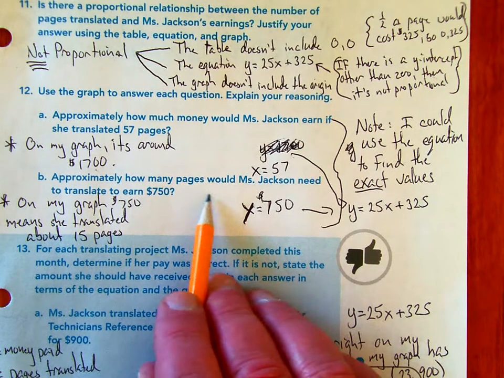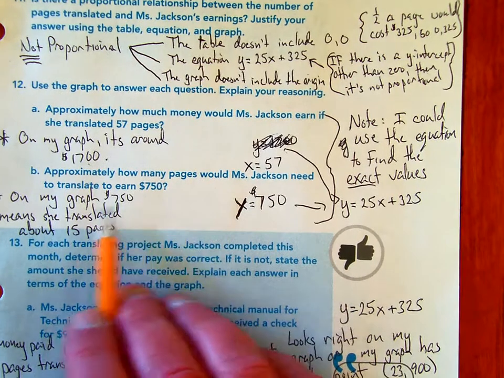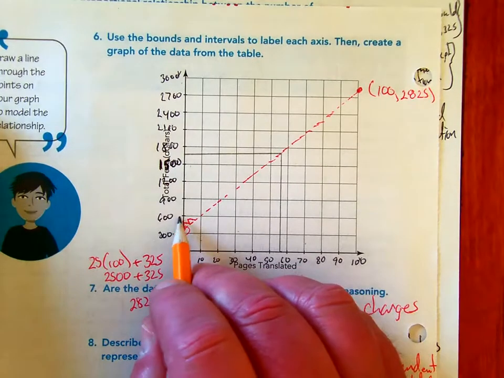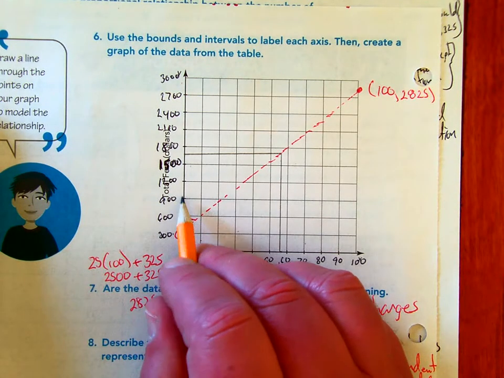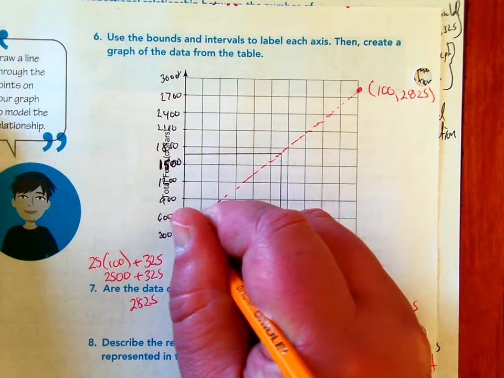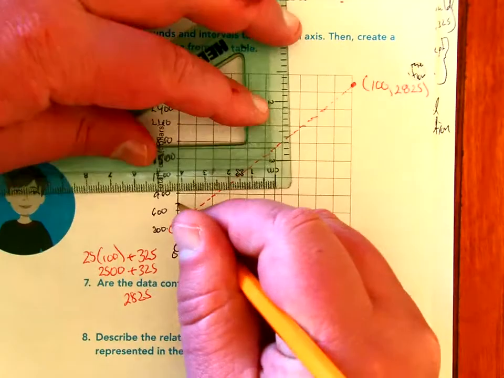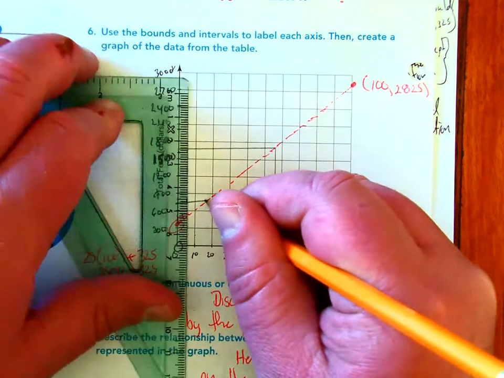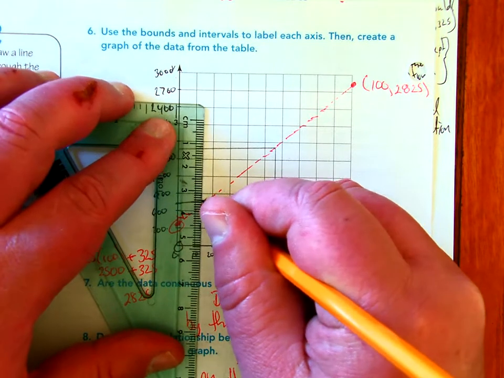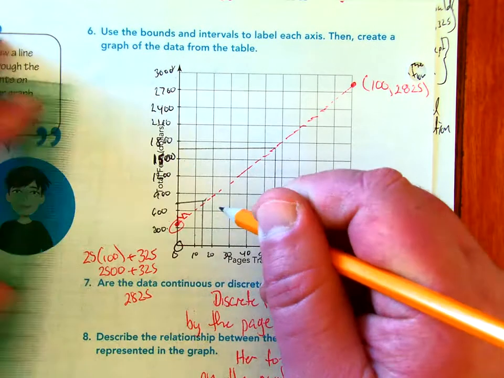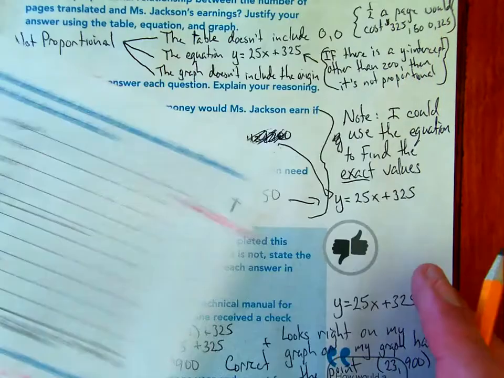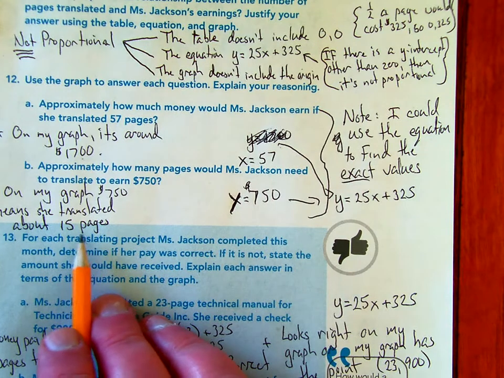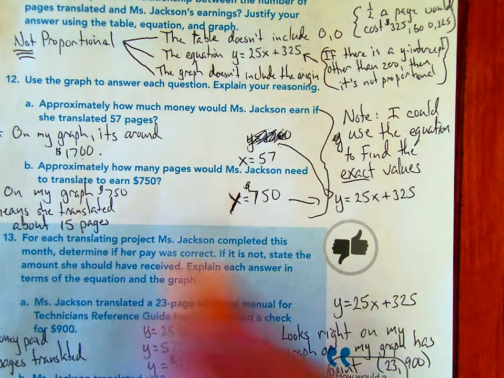Approximately how many pages would Mrs. Jackson need to translate to earn $750? So in this case, it's 750. Here's 600, 900, so that's a 300 gap. 750 is right in between. On my graph, I went across from 750, and then I just went down from there and saw that it's between 10 and 20. My guess is that would be about 15 pages. So on my graph, 750 means she translated about 15 pages.